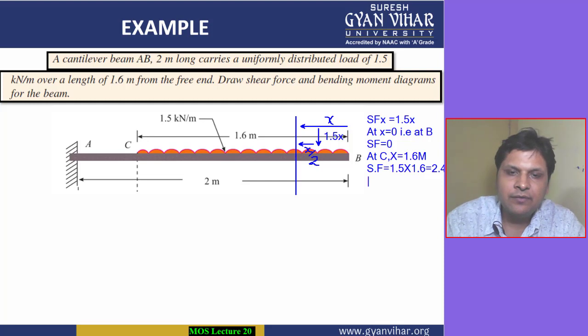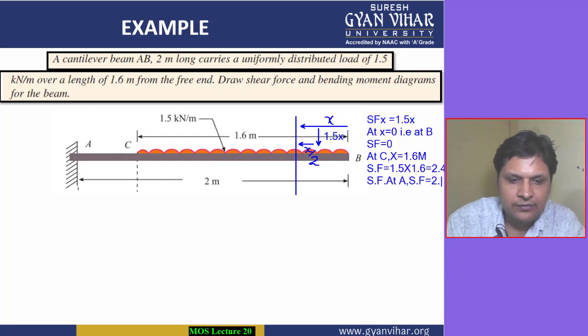Then from C to A you don't have any loads, therefore the same value will be at A also. From C to A, since there is no load, you will have to draw a horizontal line. So the shear force value at this point A will be equal to the same. Shear force at A will be equal to shear force at C, and that is 2.4. So I hope you have understood.